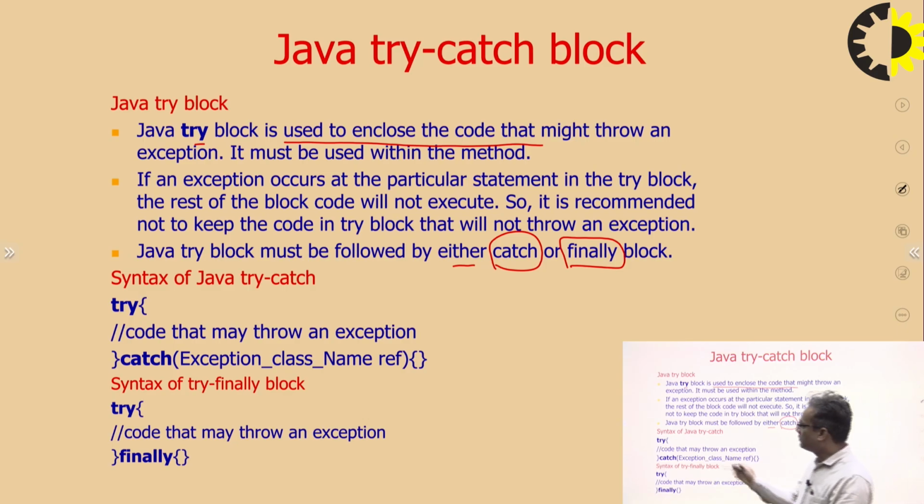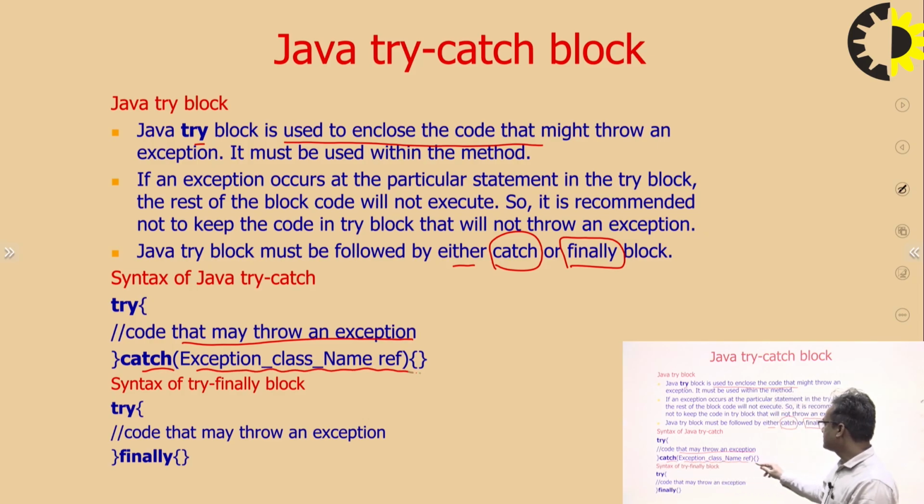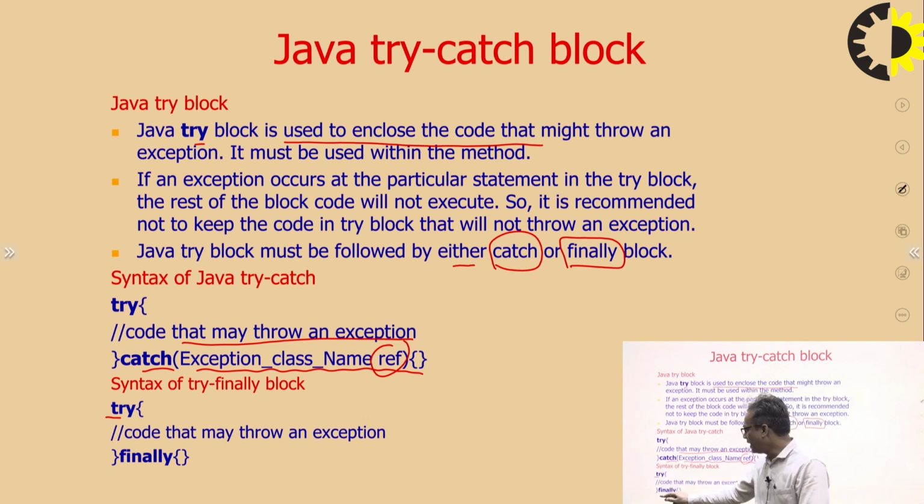So you use try with the code that may throw an exception, followed by the catch, that is the exception class and its reference or object. Similarly, you can use try and finally.